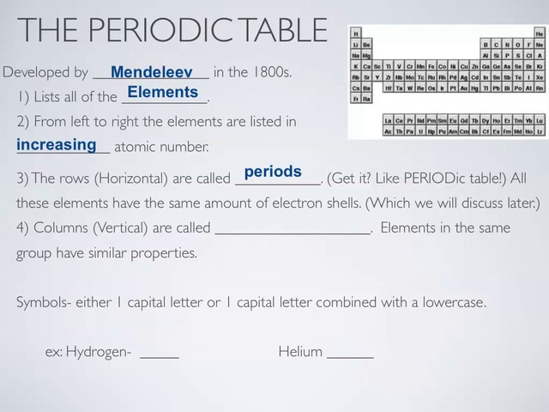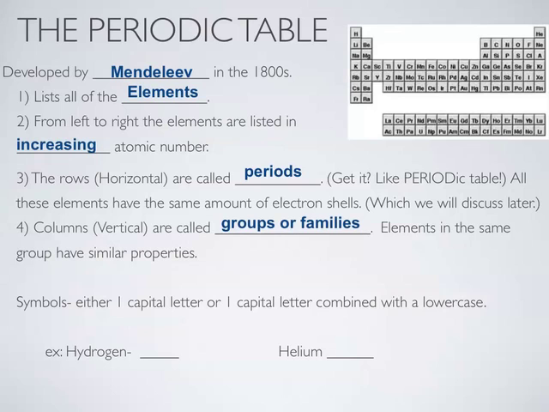And everything in one row has the same number of electron shells, which we'll talk about. But what's very important are the columns. The columns up and down, we call them groups or families. And elements that are in the same group behave in a similar way. They have similar properties.